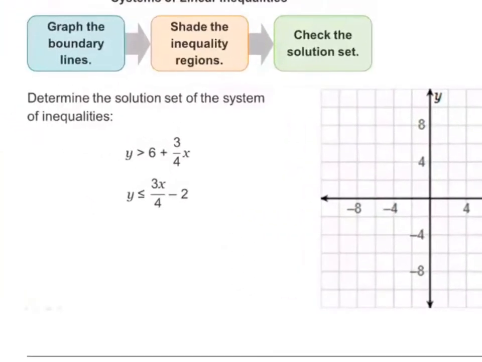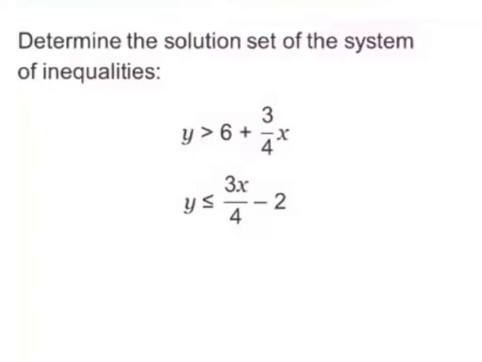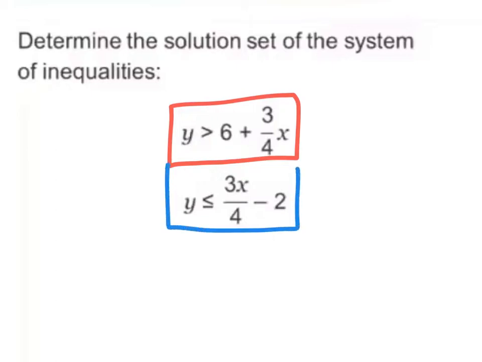Okay, so let's jump in and do a couple of examples. Let's first do this one where you've got y is greater than 6 plus 3/4 x. This is written a little bit differently. I'm going to color this one in red and this one in blue. For the one in red, I need to find my slope. My slope is the number in front of the x. It's not always going to be the first term, but it's always the coefficient in front of the x. So my slope is positive 3/4, and my y-intercept is 6.